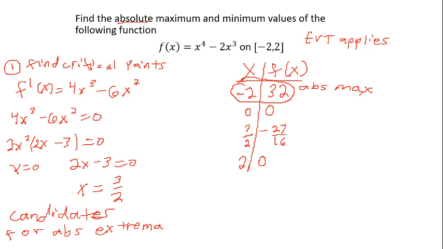Now, the absolute minimum is the smallest y-coordinate. Since this point has the smallest y-coordinate, this is the absolute minimum. So the absolute minimum is -27 over 16, and it occurs at 3/2. Now, (0, 0) and (2, 0) are neither local maxes nor local mins. We don't really know what they are with just this information, but we don't know that they are absolute maxes or absolute mins.